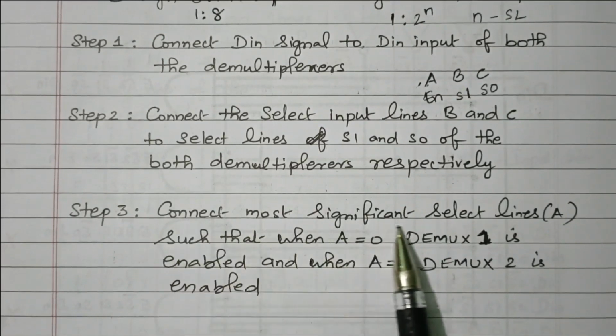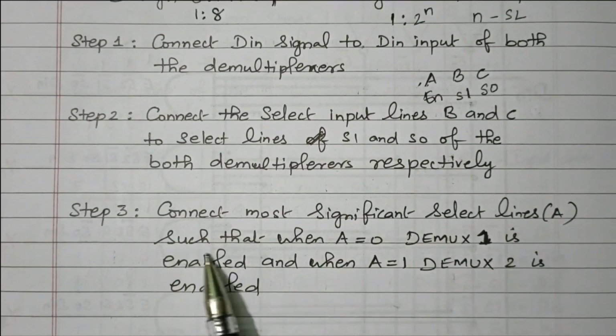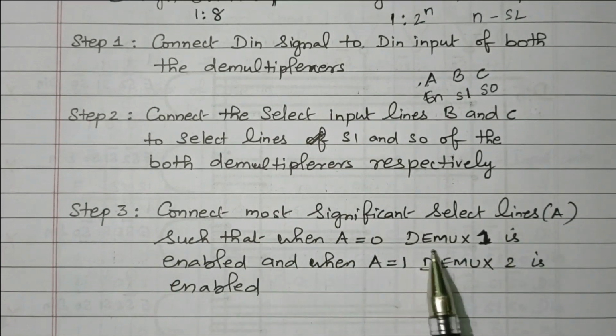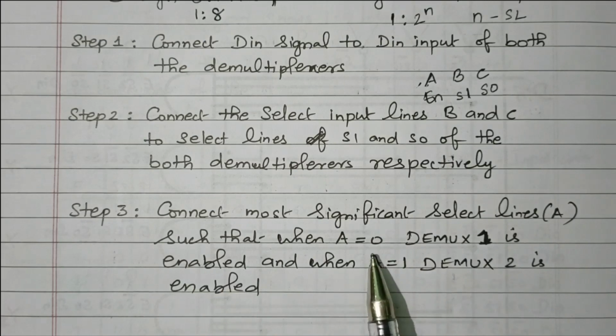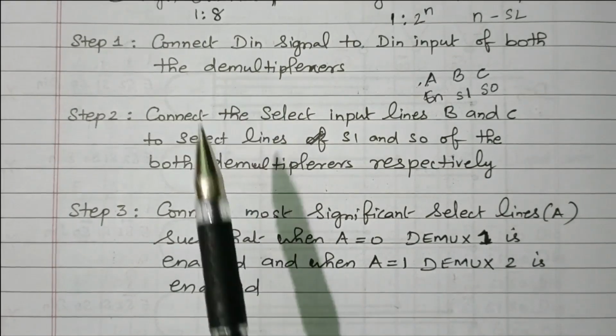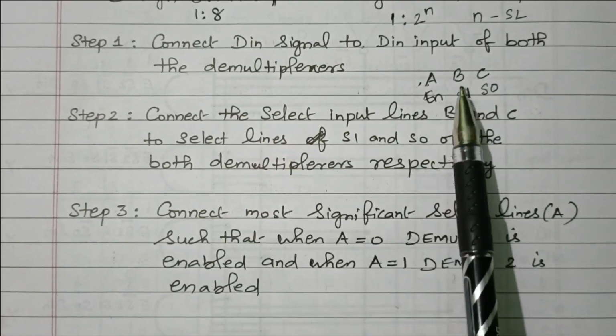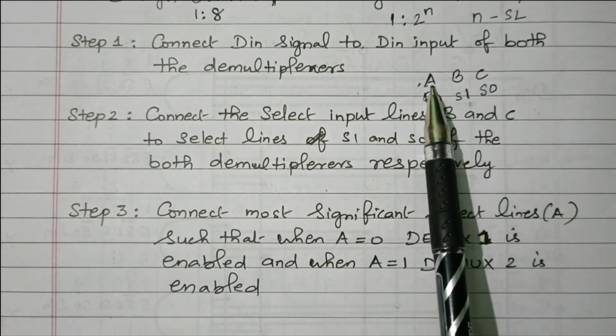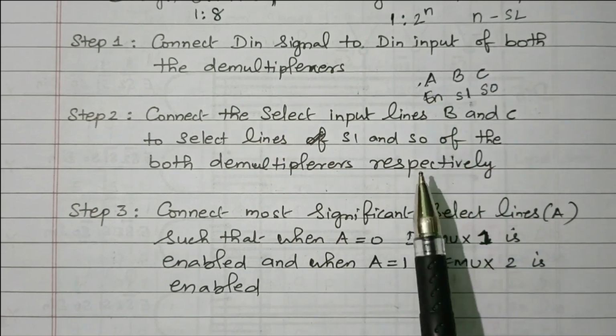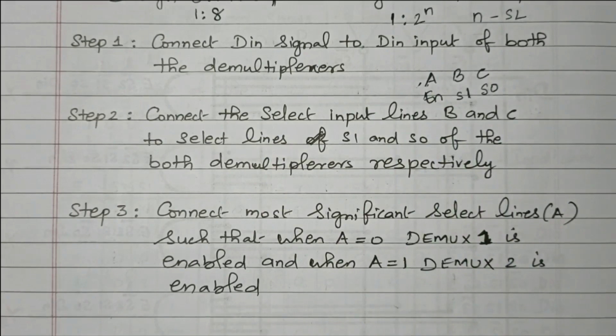Connect the most significant bit, that is A, such that when A equal to 0, dmux1 is enabled. Because A equal to 0 is given inverted by using the NOT gate, A equal to 0 means dmux1 is enabled. When A equal to 1, dmux2 is enabled, right? So now we decided the input D in is given to both the demultiplexers, the selection lines are B and C, and the enabling of the dmux is by A, right? So based on that, now we'll go to the diagram.